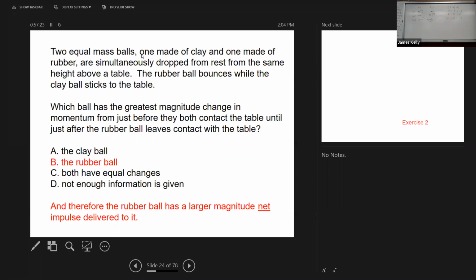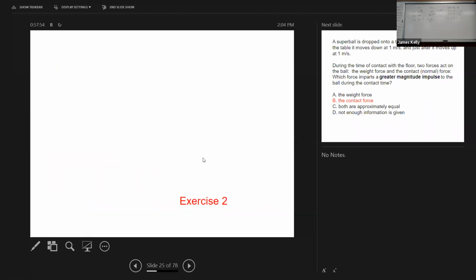Which ball has the greatest magnitude change in momentum from just before they both contact the table until just after the rubber ball leaves contact with the table? And the idea is, the one that changed its velocity direction from going down fast to going in the other direction fast is going to be the one that has the biggest change in momentum. Whereas the one that went from going at that big speed to 0, when it flapped into the table and just stuck there, is going to have roughly half, as we saw in that example. Okay, questions before we go on to problem 2 here.